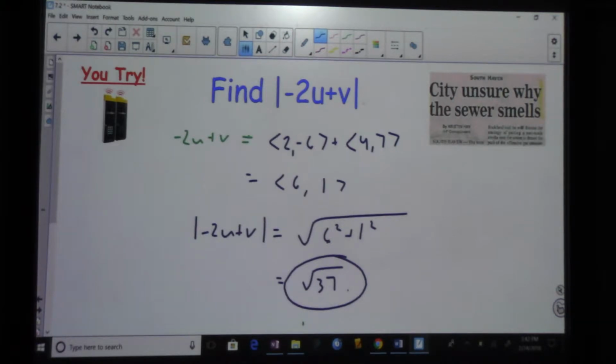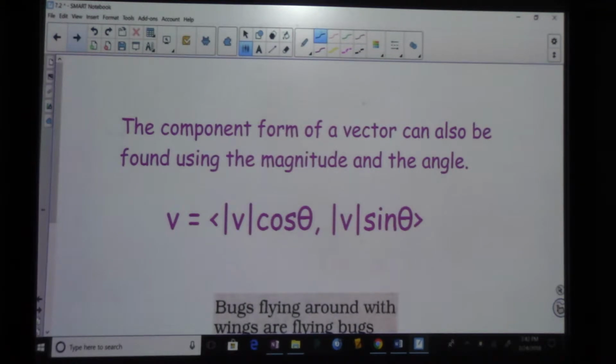Okay, my pen's not cooperating and dropped my negative. We should get the square root of 37, which of course does not reduce. Alright, let's get to the good stuff here. This is the big stuff for the AP test right here.